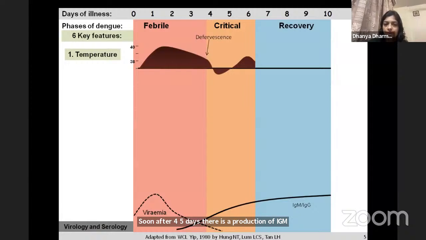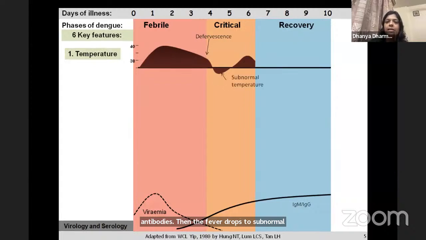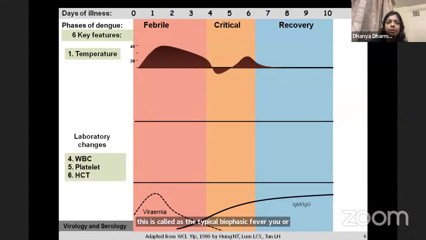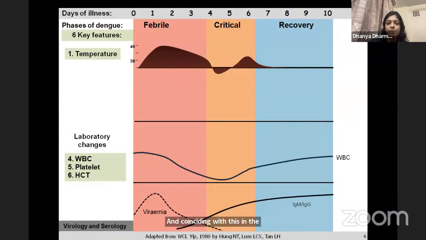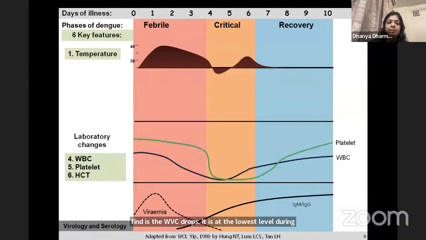Then the fever drops to subnormal temperature, and then again you have a small spike, and this is called the typical biphasic fever of dengue, or saddleback picture. And coinciding with this, in the lab reports, what you find is the WBC drops. It is at the lowest level during the critical phase, and then it starts increasing again.